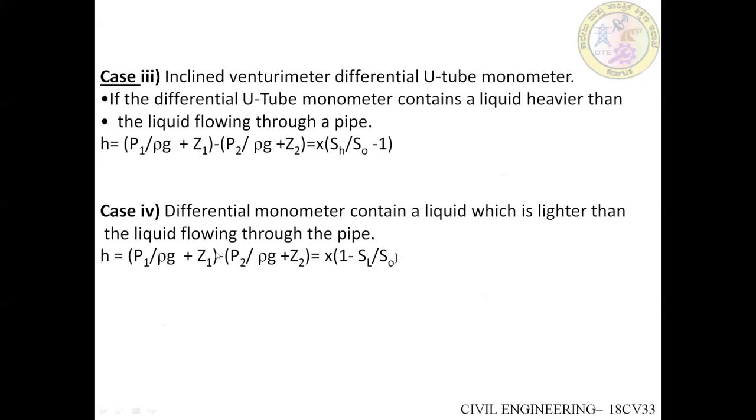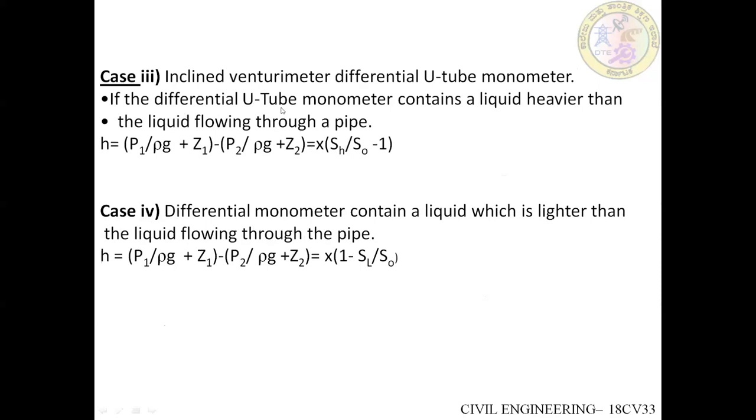The first two cases, case 1 and case 2, are applicable for a horizontal venturimeter. Case 3 and case 4 we will refer to when the venturimeter is inclined. These two cases are for an inclined venturimeter, which contains a differential U-tube manometer.